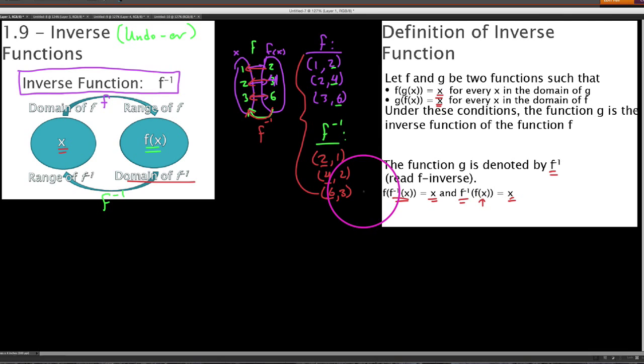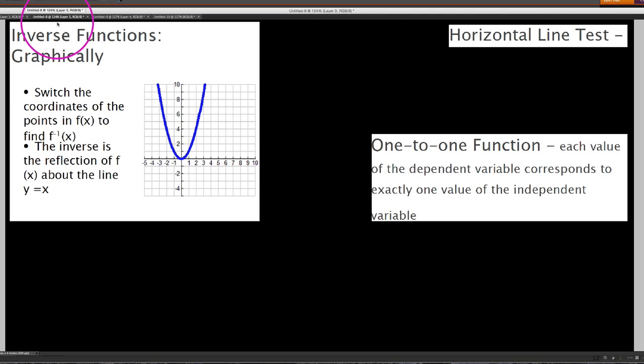So let's take a look at what this would mean or imply graphically. Inverse functions graphically. The first thing I want to read here is basically this. It says switch the coordinates of the points in f of x to find f inverse of x. And when I say switch the coordinates of the points, what we're basically going to write is this.